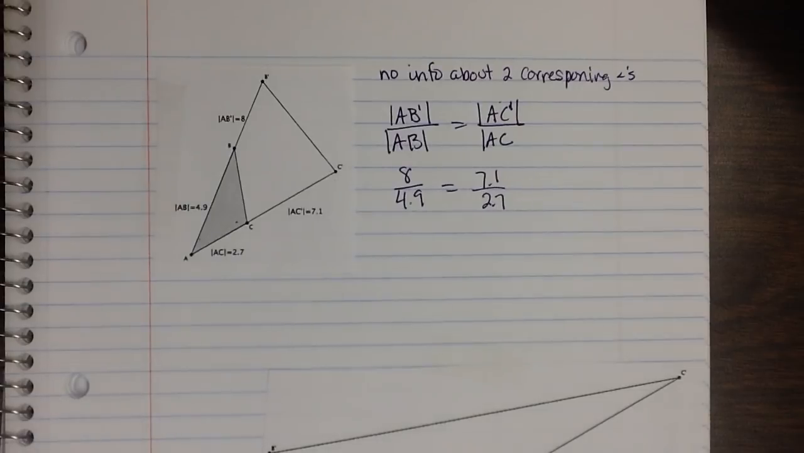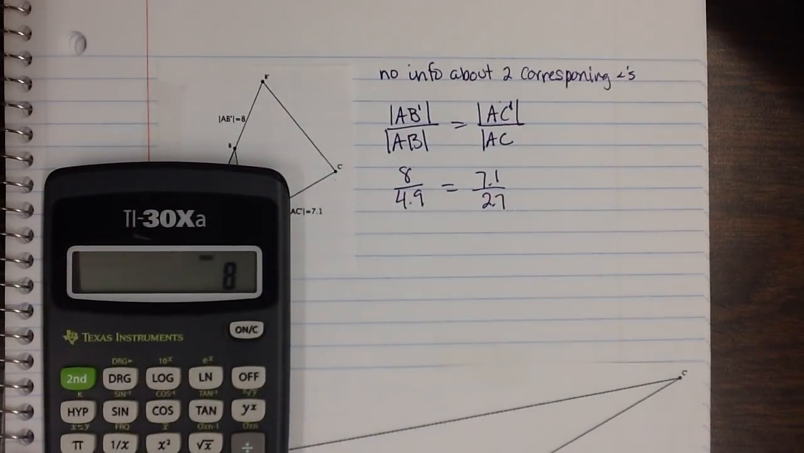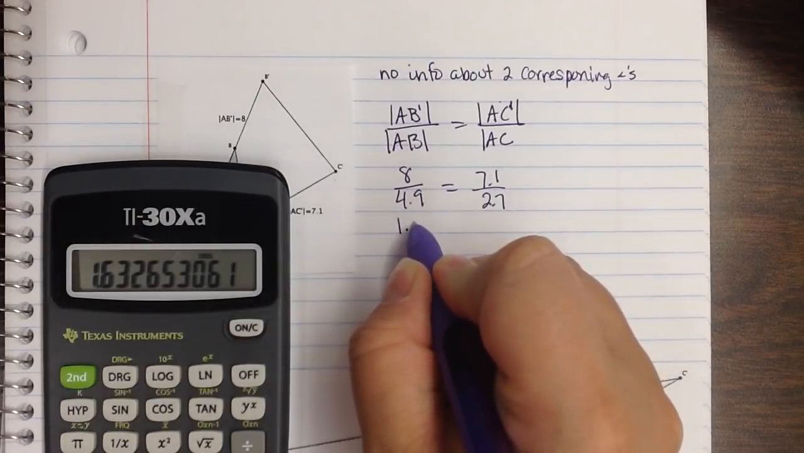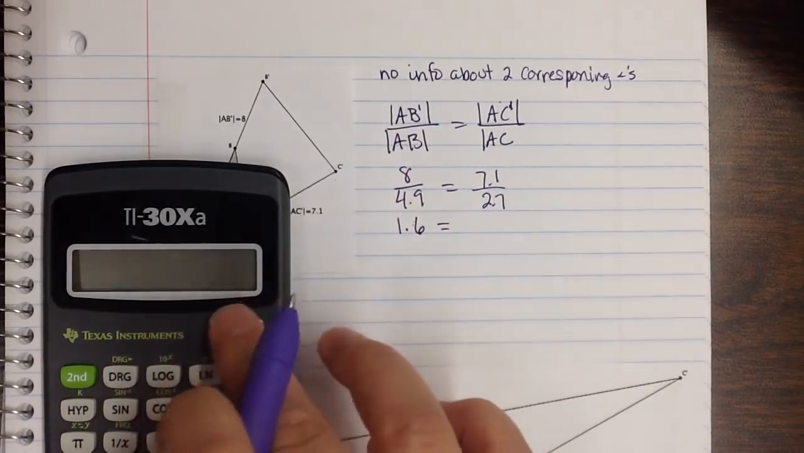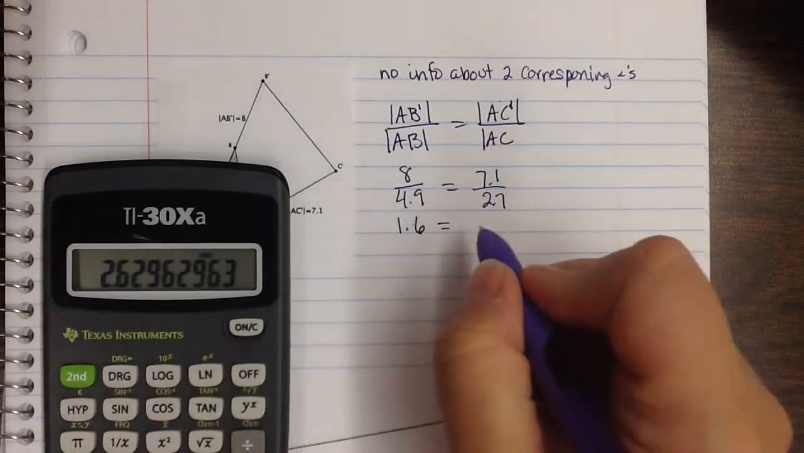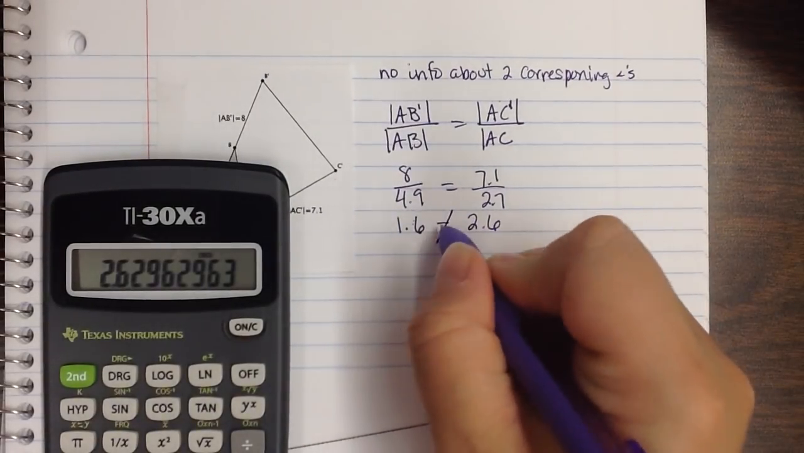I can't easily simplify that, so I would use a calculator and see if, when I divided that out, it was the same. So here we go. 8 divided by 4.9 is 1.6. Does that equal 2.6? They are not equal.